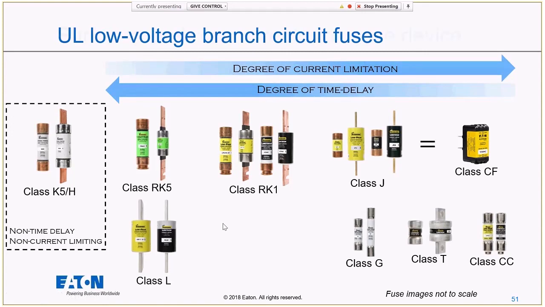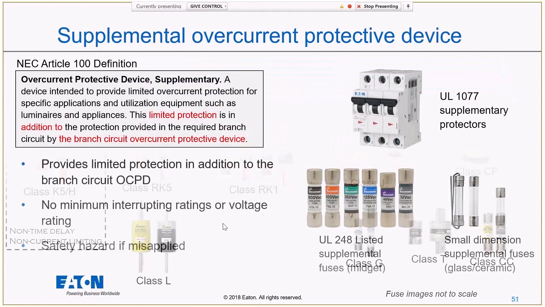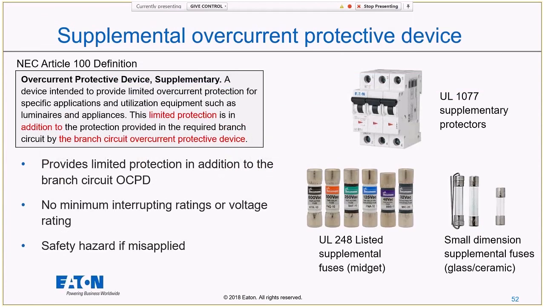So those were all my branch-rated overcurrent protective devices. I said those could be used anywhere in my system because they provide that branch level of protection. The other type of protective device that we can get is a supplementary overcurrent protective device. It provides very limited overcurrent protection. It should only be used where you already have branch protection. There are no minimum interrupting ratings or voltage ratings. These are generally limited to control circuits only. So not just control panels, but the control circuits within the control panels.